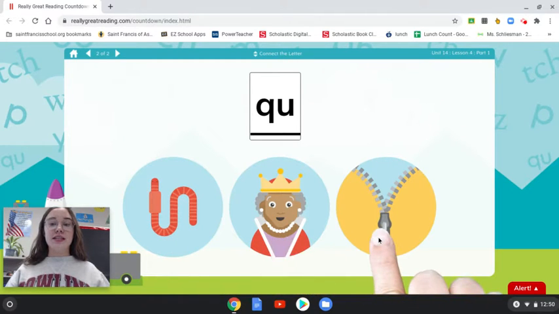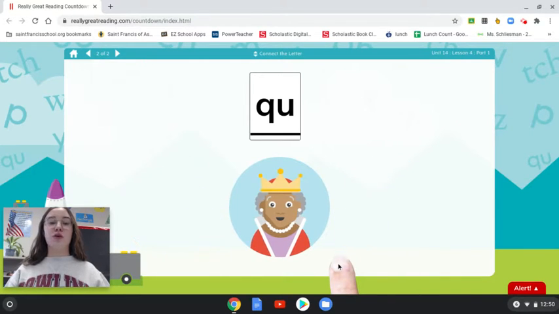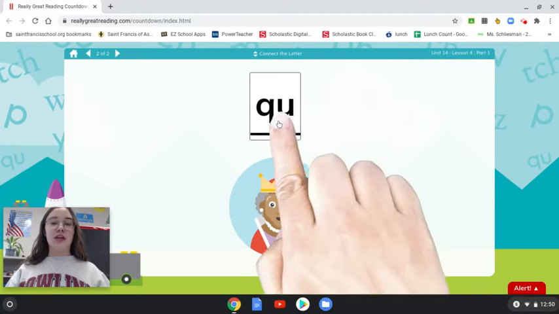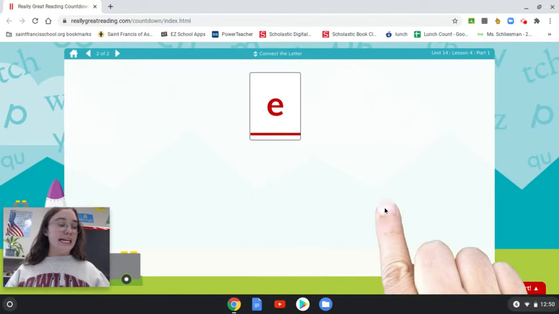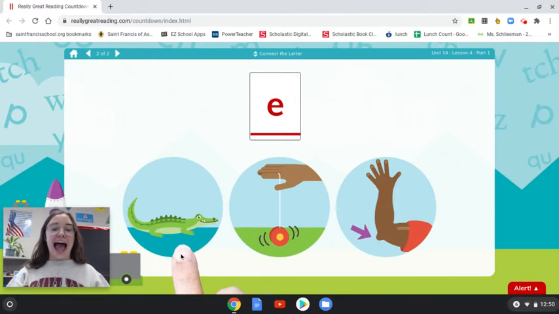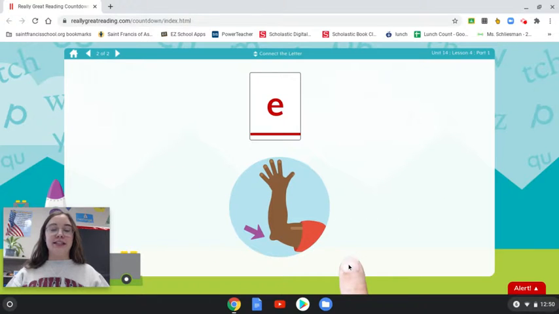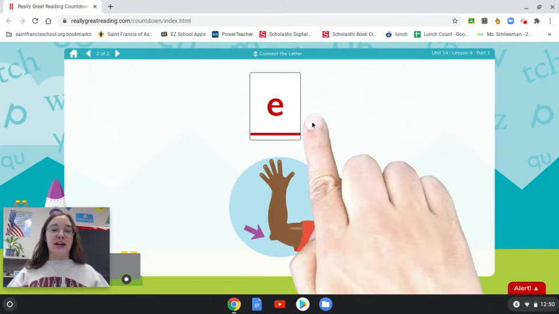Worm, queen, zipper. Which one begins with qu? Queen begins with qu, so it starts with the letters Q, U. This is the letter E. What sound does the letter E spell? Eh. Alligator, yo-yo, elbow. Which one begins with eh? Elbow begins with eh, so it starts with the letter E.